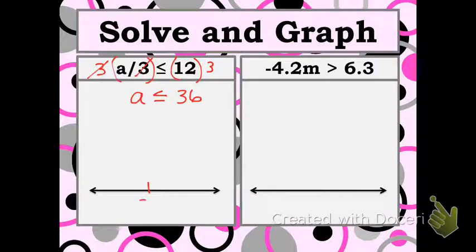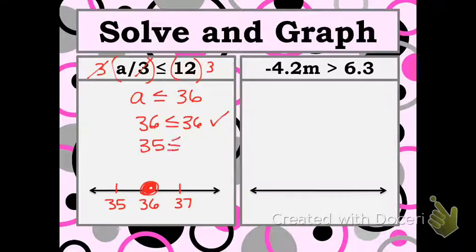When I go to graph that, my cutoff point is 36. I need one number larger and one number smaller than 36. Because there's an equal to sign here, that means that 36 is a solution, and it should be shaded, so I have a closed circle there. 35 is one of my test points. 35 is less than or equal to 36. That's true, so I do shade on the side of the 35. 37 is my other test point, and that's a false statement, so I do not shade on the side of the 37.